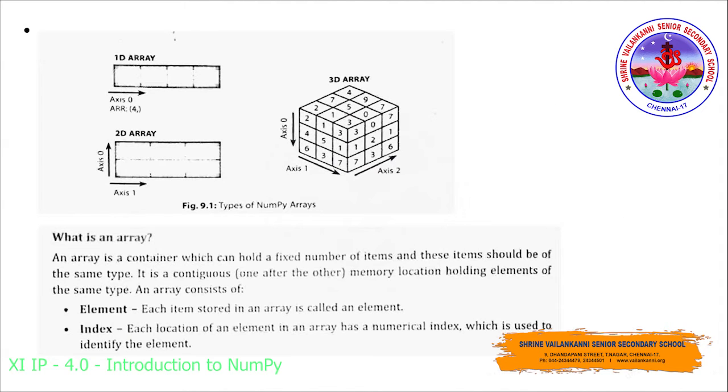The types of NumPy arrays: you have three different types. One is the one-dimensional array, then the two-dimensional array, and then the three-dimensional array, which is also called a multi-dimensional array. A one-dimensional array stores elements in only one direction, that is, only in the horizontal direction. Whereas in a two-dimensional array, you can store elements in the form of rows and columns, which is also possible in a three-dimensional array. So these are the different types of NumPy arrays we have.